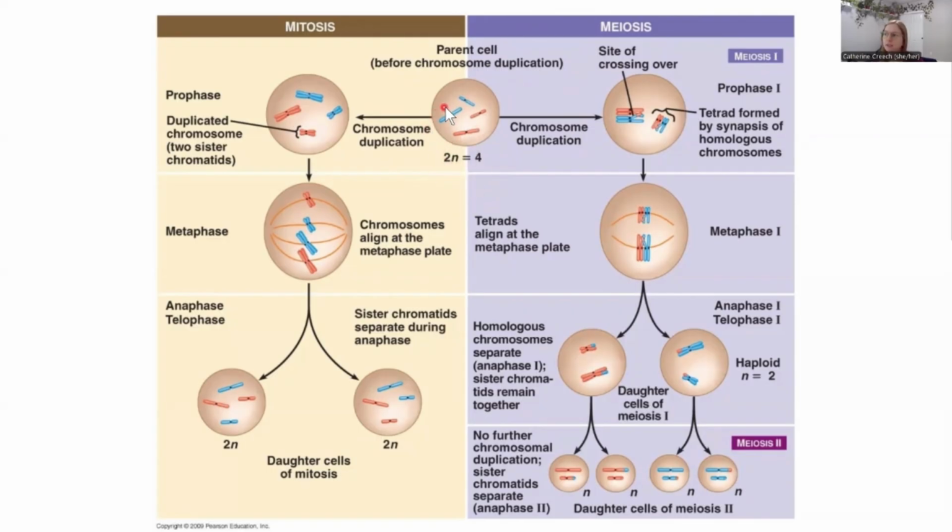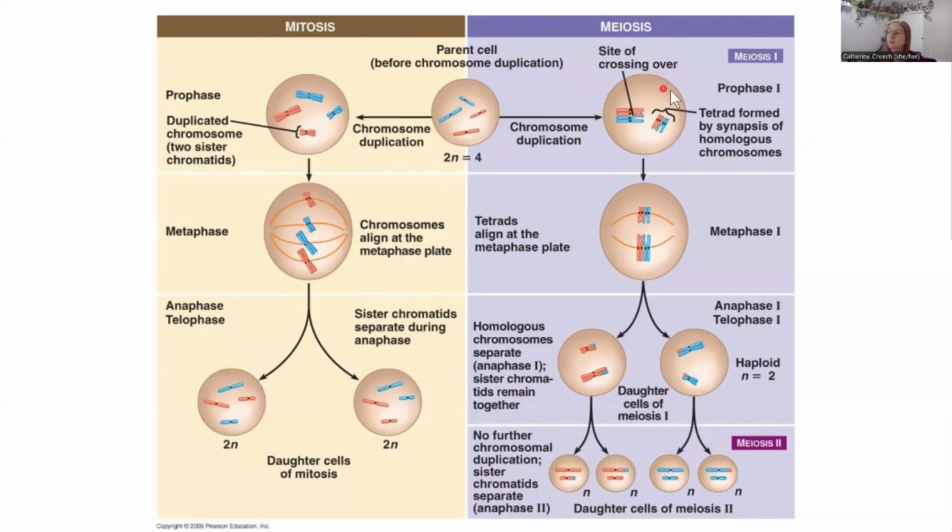When you do mitosis, your DNA is duplicated. Your sister chromatids line up on the metaphase plate. And when you separate it, you have 2 daughter cells, each with 4 chromosomes, and they are diploid. They're identical to each other, and they're identical to the mother cell that we started with.